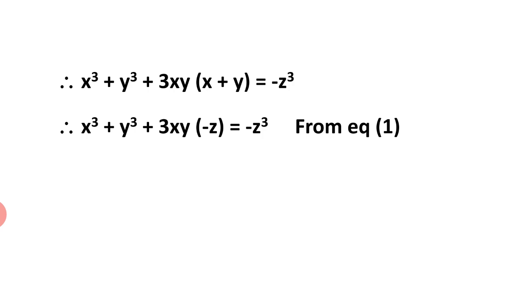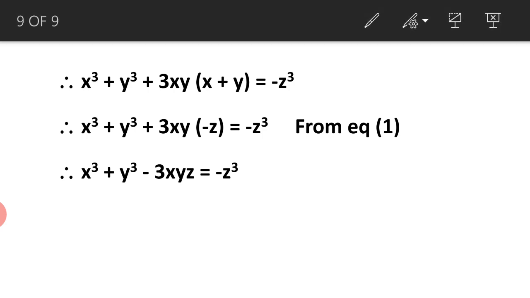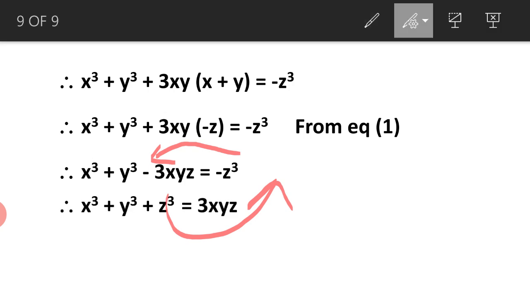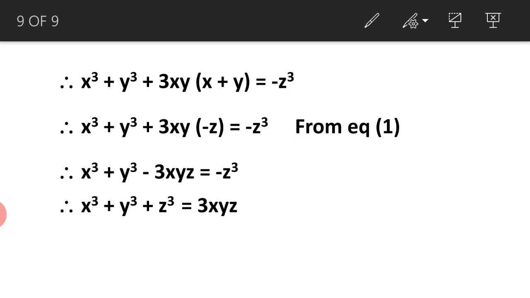Is it okay? Now from equation 1 we have written the minus z value for x plus y. Now further simplify, so x cube plus y cube minus 3xyz is equal to minus z cube. Now transpose minus 3xyz to RHS and bring minus z cube to LHS. So what will you obtain? You will get x cube plus y cube plus z cube is equal to 3xyz.